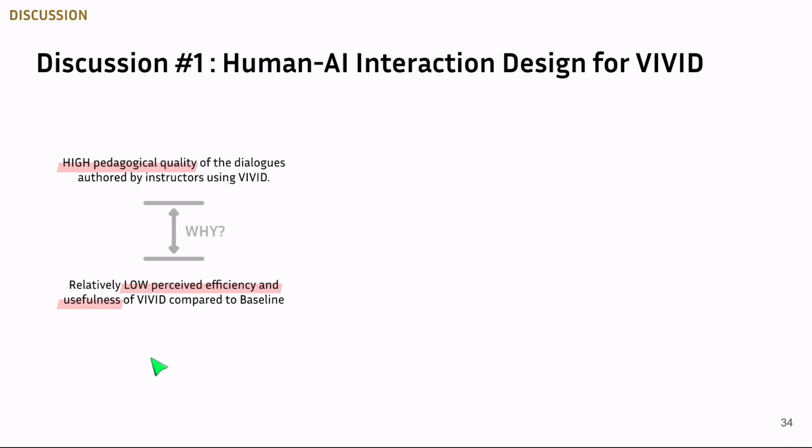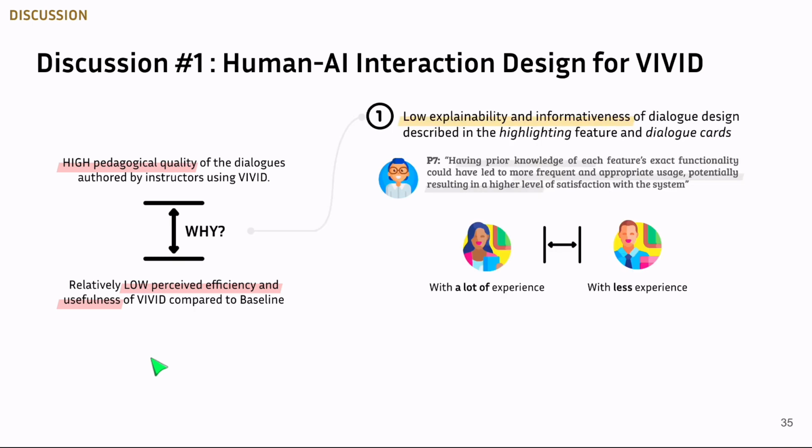We believe this gap occurred for 2 reasons. Firstly, the low explainability and informativeness of the dialogue design described in the highlighting feature and dialogue cards. Some participants mentioned that if they had a better understanding of how each feature influenced the dialogue generation, they would have used the system more effectively and experienced better satisfaction.